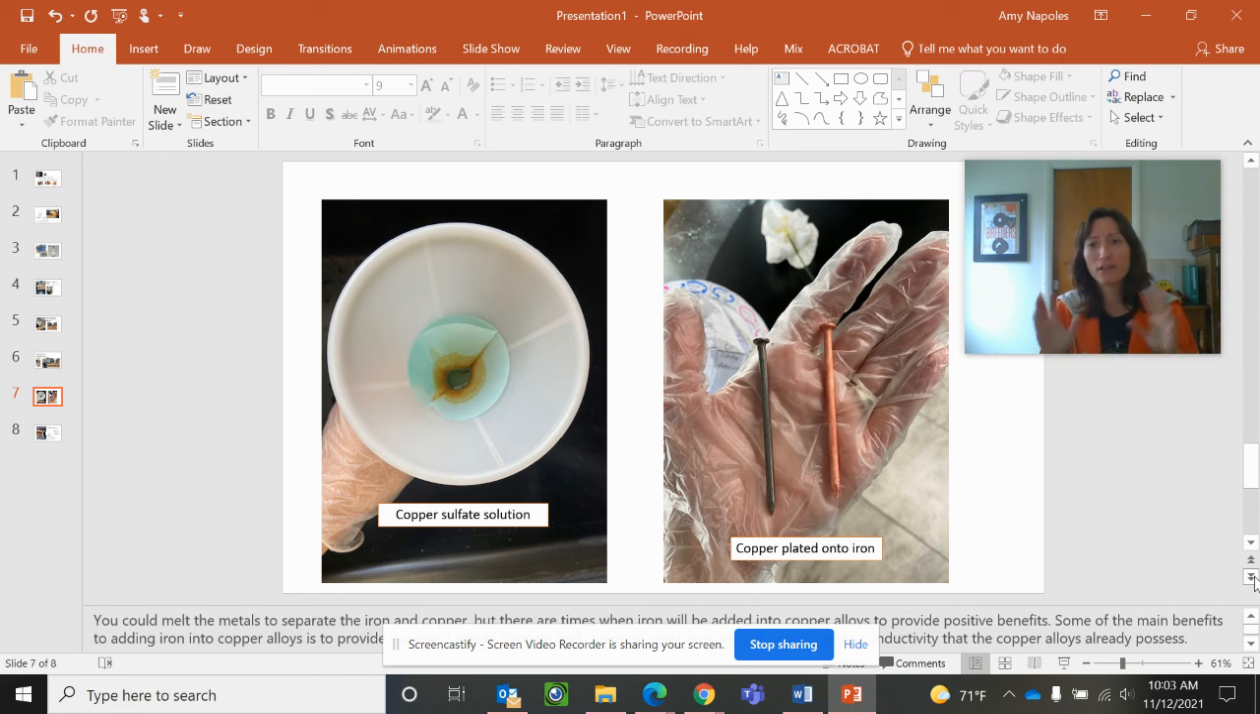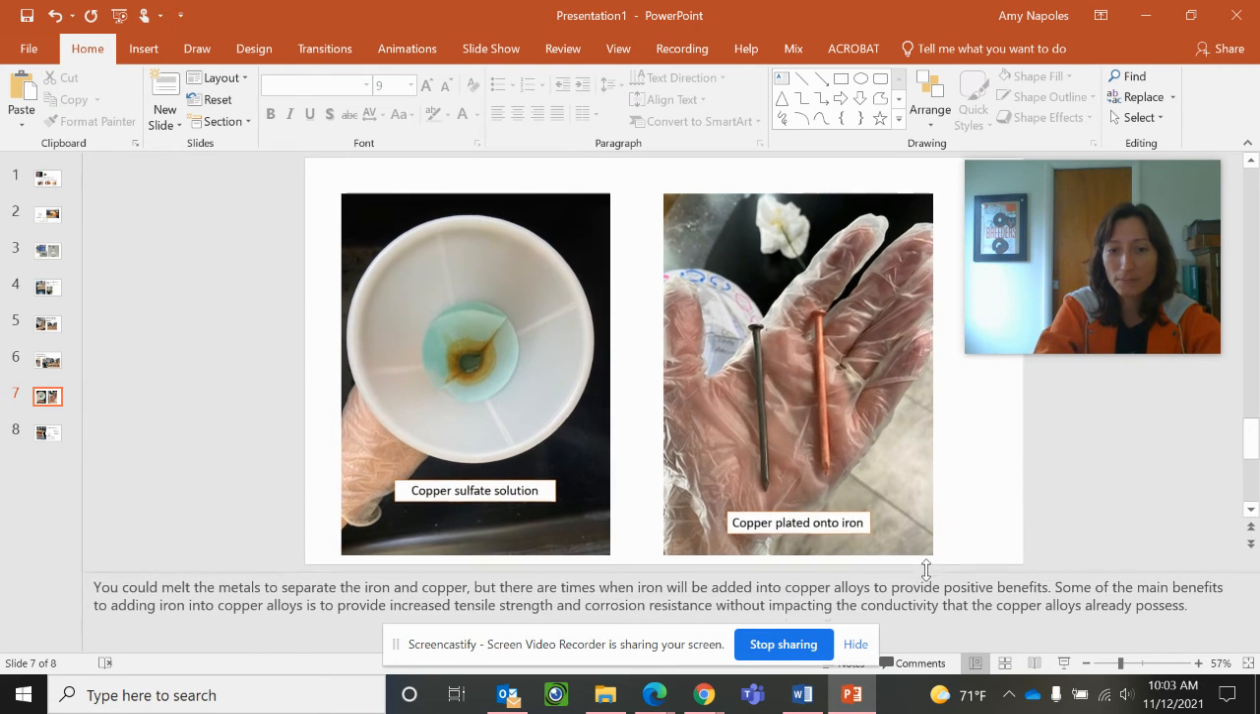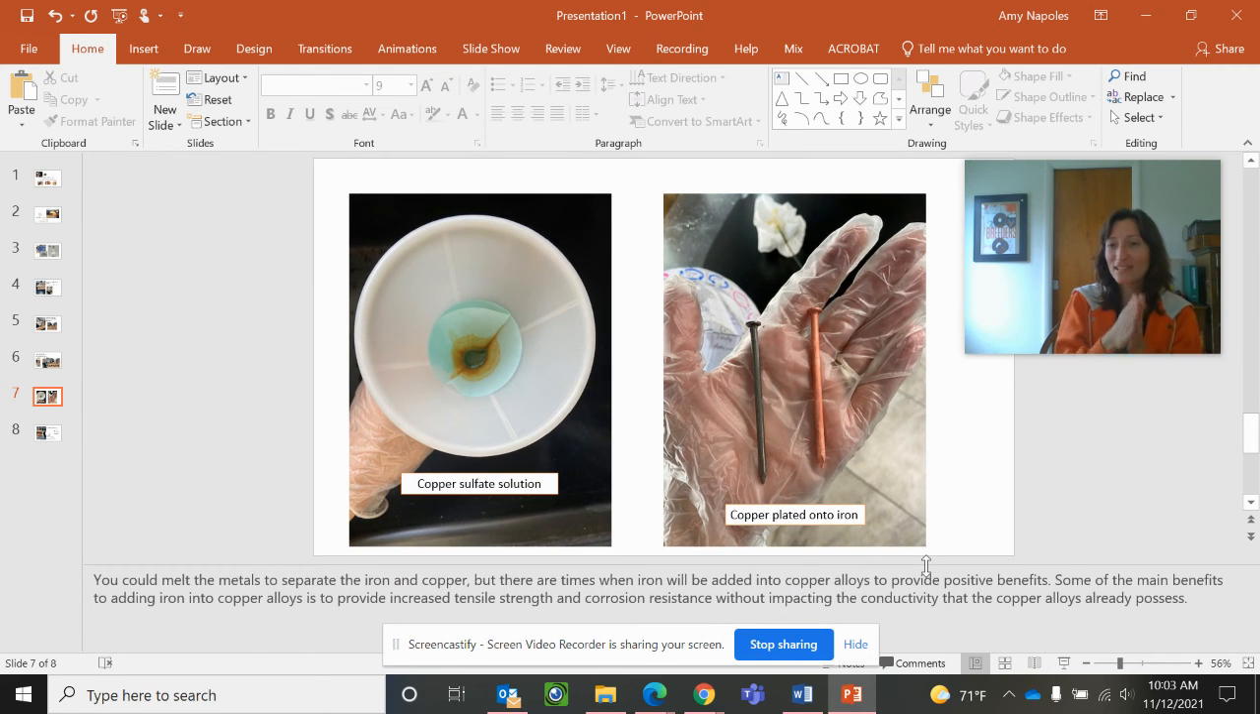So we'd have just pure iron and just pure copper, but iron and copper as an alloy together does have its own uses. It's pretty strong. In fact, I have a little note about that down here. There might be times when iron is added intentionally to copper for positive benefits. You've got the strength of the iron and the corrosion resistance, but you still have that really high conductivity of the copper. So it makes a really great product at the end.